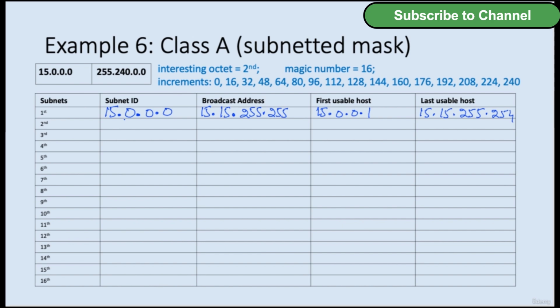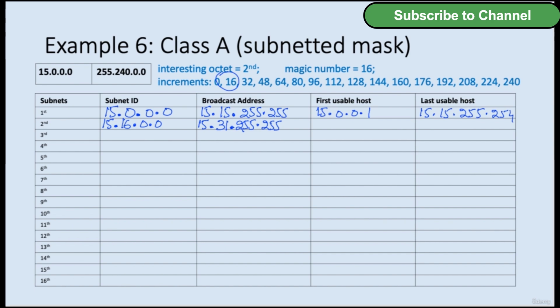And next subnet ID. There I will use the next increment, which is this 16. So 15.16.0.0. Then I use 16 in the interesting octet of the subnet ID, and in the broadcast I will add 15. Why 15? Because 1 less than the magic number. So 16 plus 15 gave me the value 31. Other octets after the interesting octet will become 255 in the broadcast address.